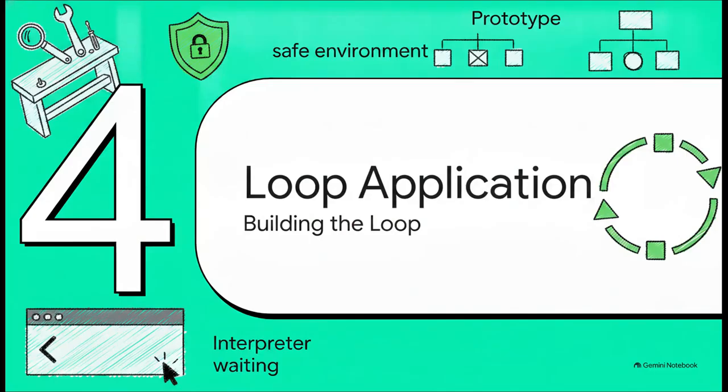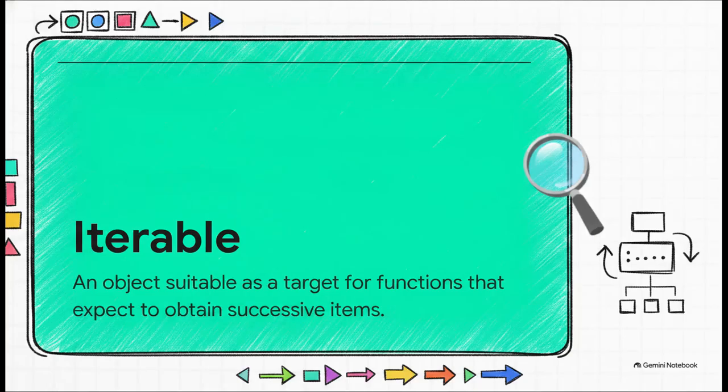Which brings us to Section 4, building the loop application. The workbench is clean, the interpreter is waiting. Let's prototype our very first loop. But before we write the loop, we kind of have to know what a loop actually acts upon, right? In Python, a for statement needs what we call an iterable. Straight from the Python documentation, an iterable is an object suitable as a target for functions and constructs that expect something from which they can obtain successive items until the supply is exhausted. Now, in simpler terms, it is just a sequence of items that we can go through one by one.